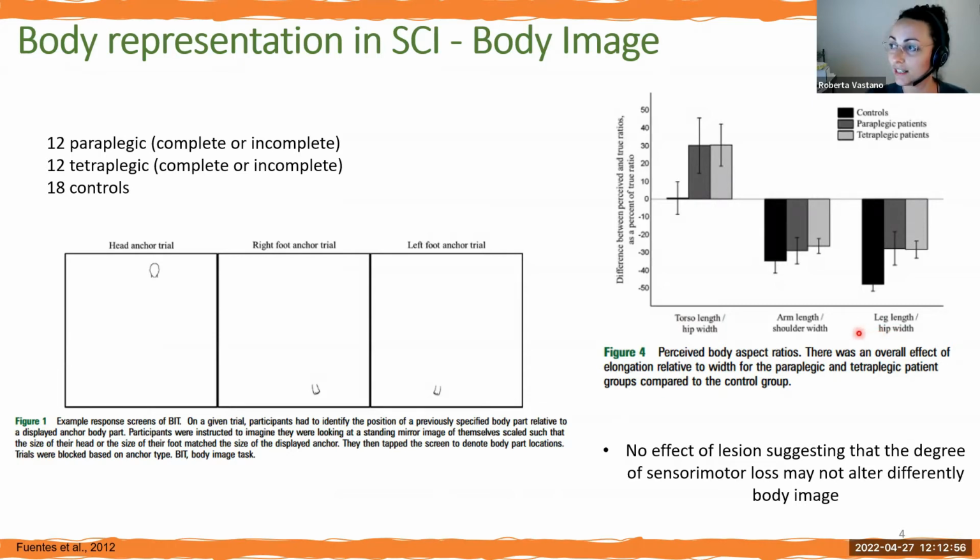And they found that generally, regardless of the level of lesion, participants with spinal cord injury tended to have an effect of elongation, in particular in the torso. However, they conclude that because they don't find any effect of a level of injury, they believe that the sensorimotor loss did not affect differently the body image. But their results can be simply driven by the fact that after spinal cord injury, there is a long-term change in the posture, and this may alter some body image perceptions.